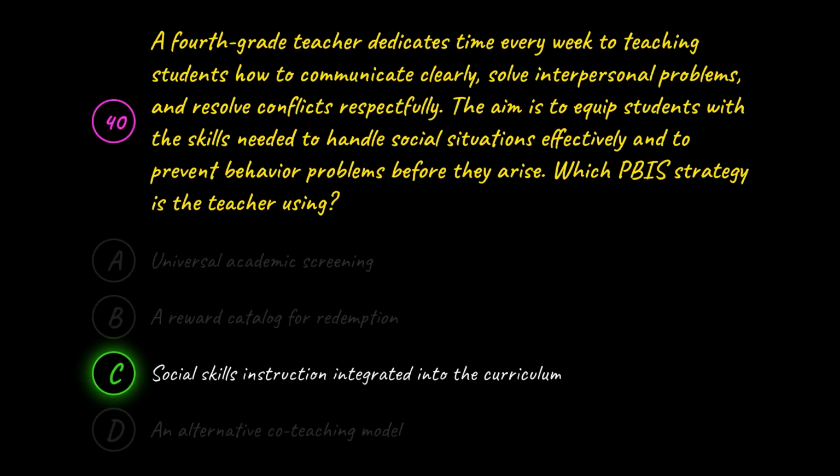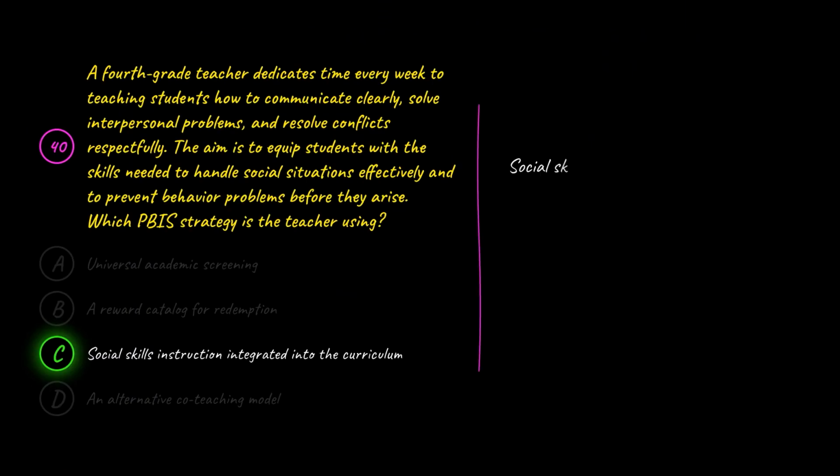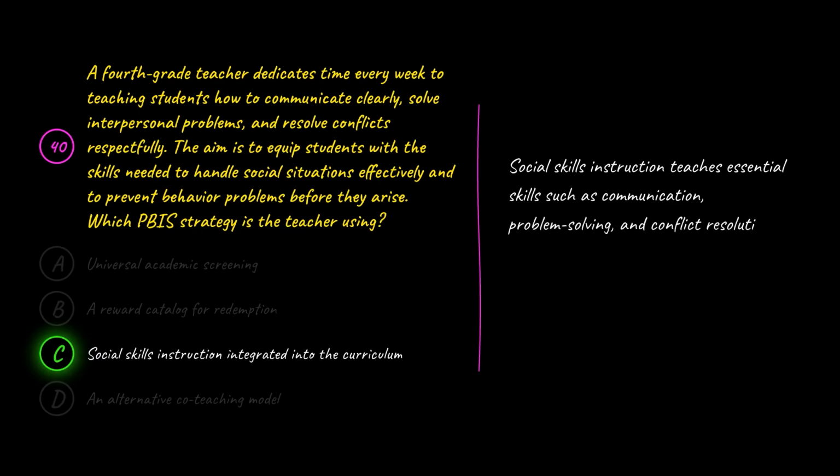The correct answer is C. Social skills instruction integrated into the curriculum. C is correct because social skills instruction teaches essential skills such as communication, problem solving, and conflict resolution to help prevent behavior problems. The course material identifies it as a proactive PBIS strategy.